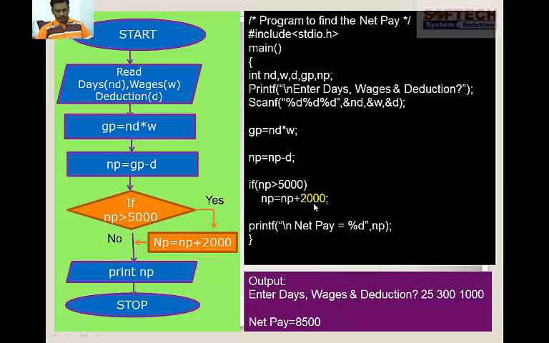So 6,500 plus 2,000. The new value of NP is 8,500. Then it displays the result. That is net pay equal to 8,500.